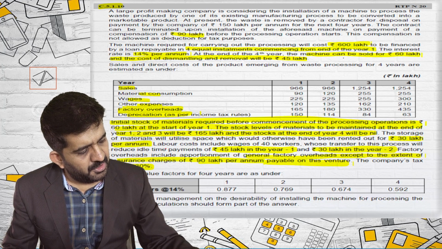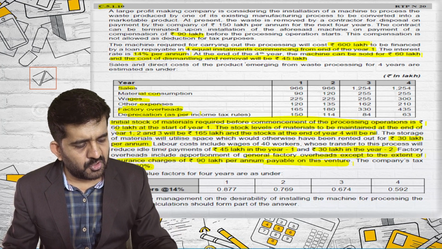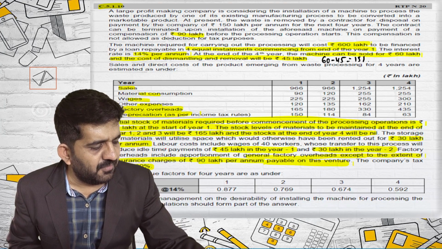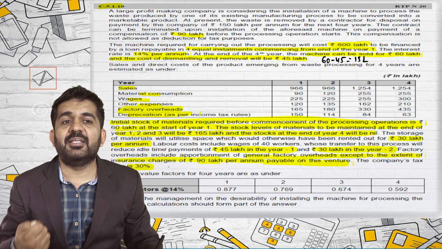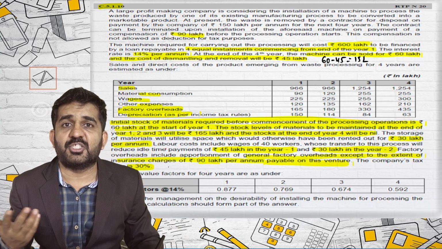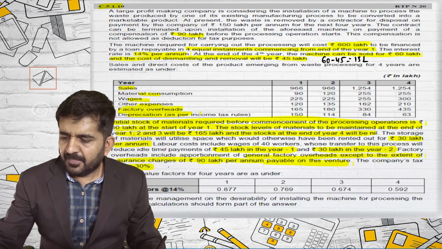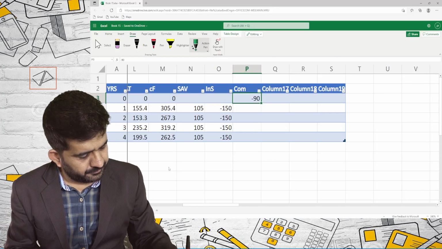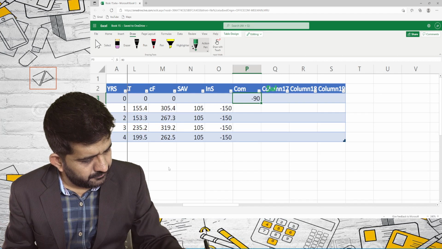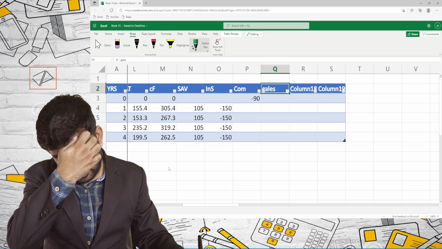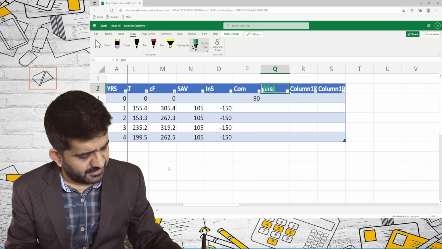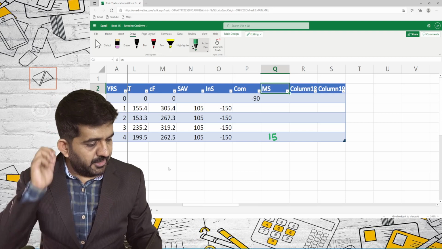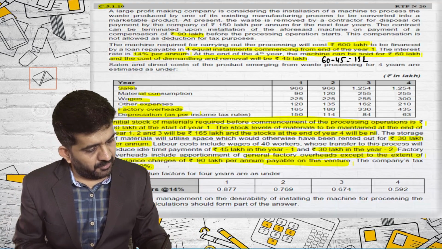At the end of 4th year, the machine can be sold at 60 lakhs and the cost of dismantling is 45 lakhs. So what will be net? 60 minus 45, I will be getting 15 lakhs. I am ignoring capital gain tax or capital gain tax benefit on this particular amount. So 15 lakhs will be my cash inflow at the end of 4th year. It is the sale of machinery, MS, machinery sale, and it is positive 15, I will be getting a cash inflow of 15.